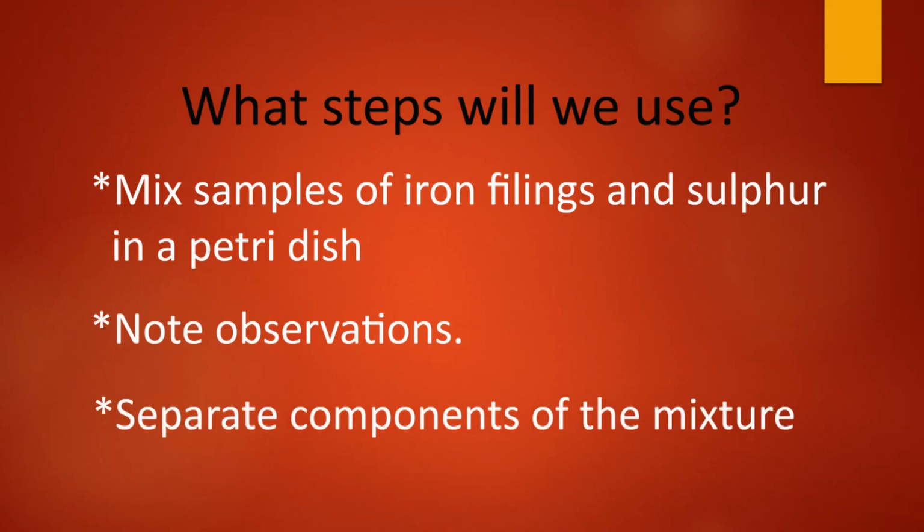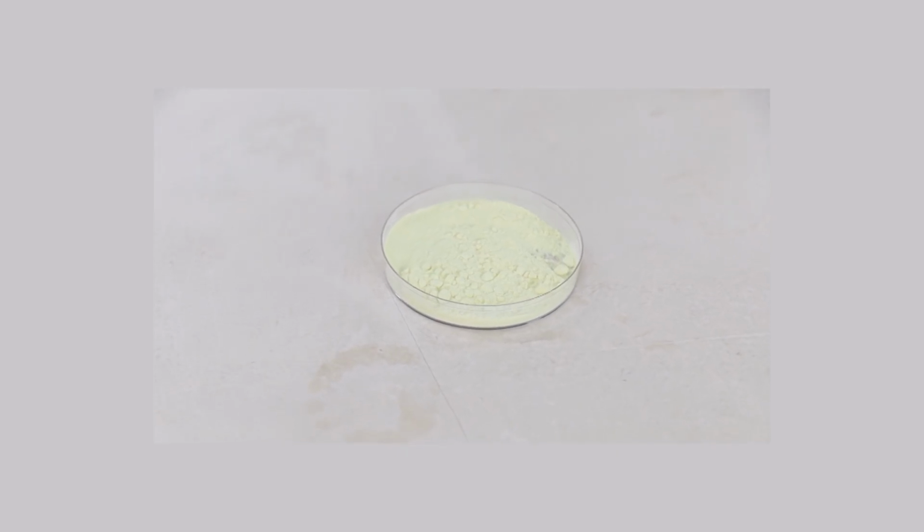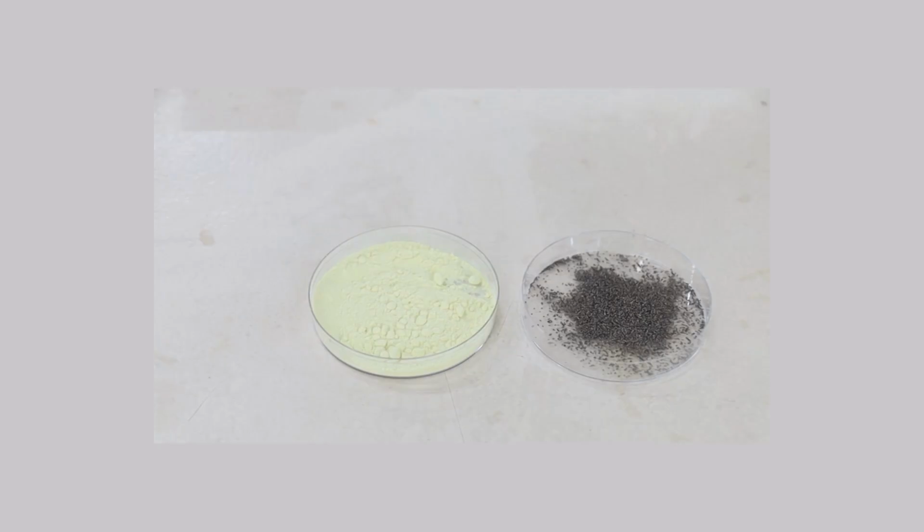Okay, so let's see the steps that we will take. So I'm going to take a sample of our sulfur. Note, in any experiment, whatever you use, you note your observations. What is the color of the sulfur? Please note that. So I'm going to add some of this sulfur to a small beaker. And I'm also going to add some iron filings. As I said, it's iron in a very powdery form. Yes, that's iron filings, right?